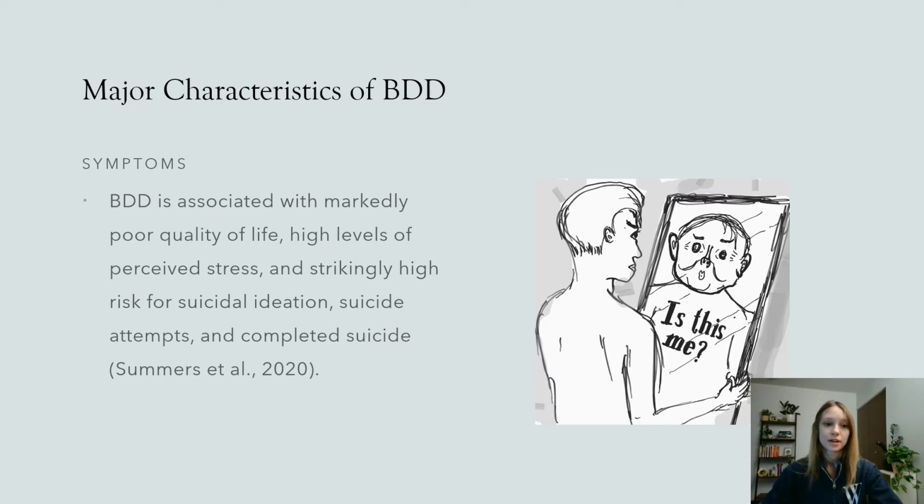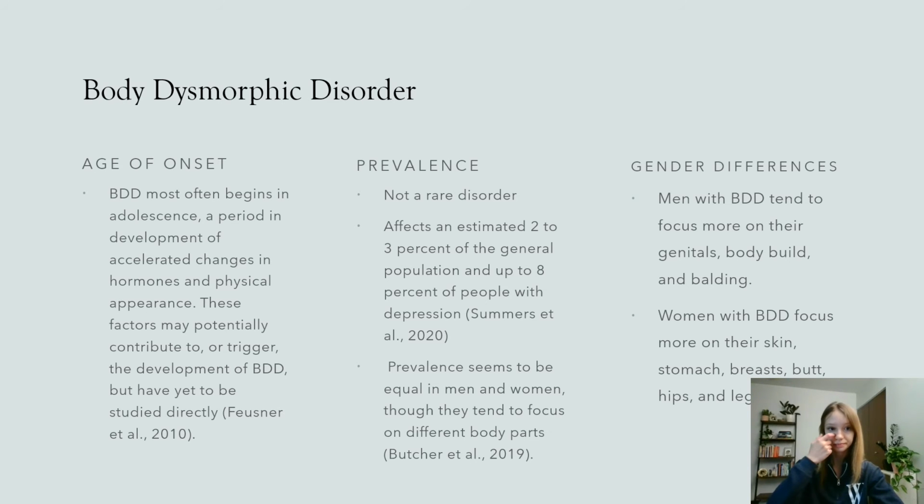Body dysmorphic disorder is associated with markedly poor quality of life, high levels of perceived stress, and strikingly high risk for suicidal ideation, suicide attempts, and completed suicide. Age of onset most often begins in adolescence, a period in development of accelerated changes in hormones and physical appearance. These factors may potentially contribute to or trigger the development of BDD, but these have yet to be directly studied.